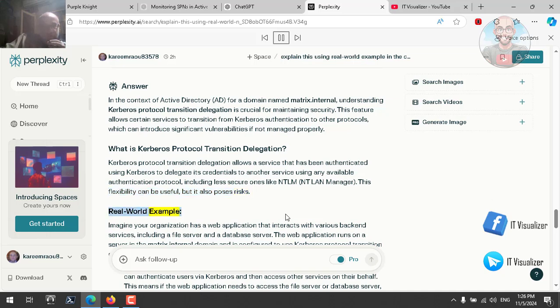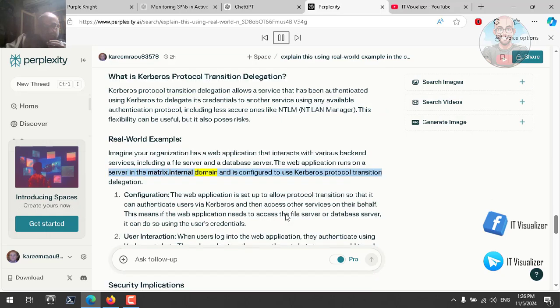Real-world example. Imagine your organization has a web application that interacts with various backend services, including a file server and a database server. The web application runs on a server in the matrix.internal domain and is configured to use Kerberos Protocol Transition Delegation. Configuration. The web application is set up to allow protocol transition so that it can authenticate users via Kerberos and then access other services on their behalf. This means if the web application needs to access the file server or database server, it can do so using the user's credentials.